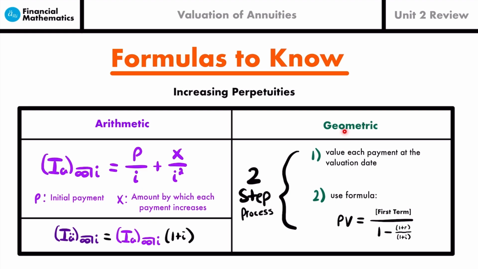Okay, and then we have geometric increasing perpetuities, which is where the payments would increase by a percentage every period. Very similar to how we have a 4-step process for regular geometric annuities. For geometric perpetuities, we have a 2-step process of valuing each payment at the valuation date, using present value and accumulation factors, and then you just use this formula. Whatever the first term is, you divide it by 1 minus (1 plus r) divided by (1 plus i), where r is the inflation rate, or the percent that every payment increases by, and i, of course, is the interest rate.